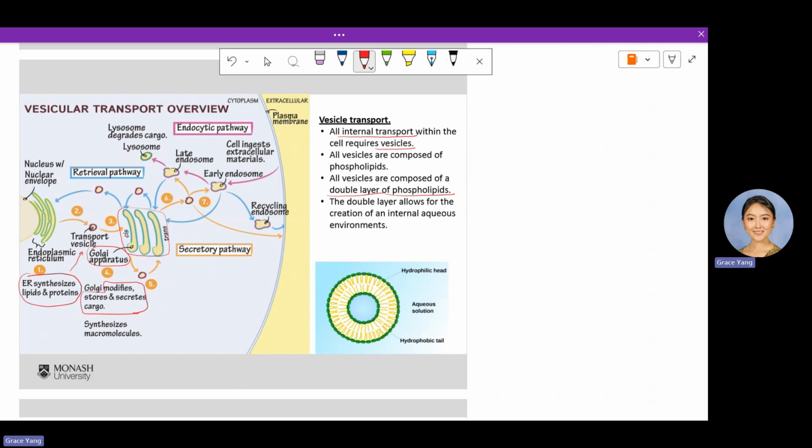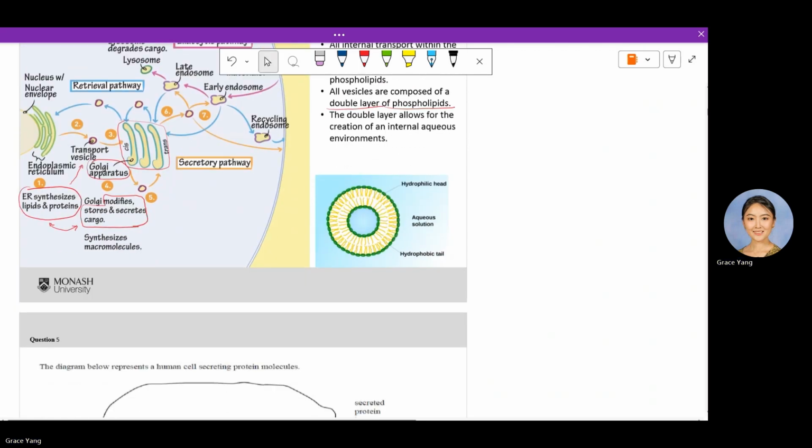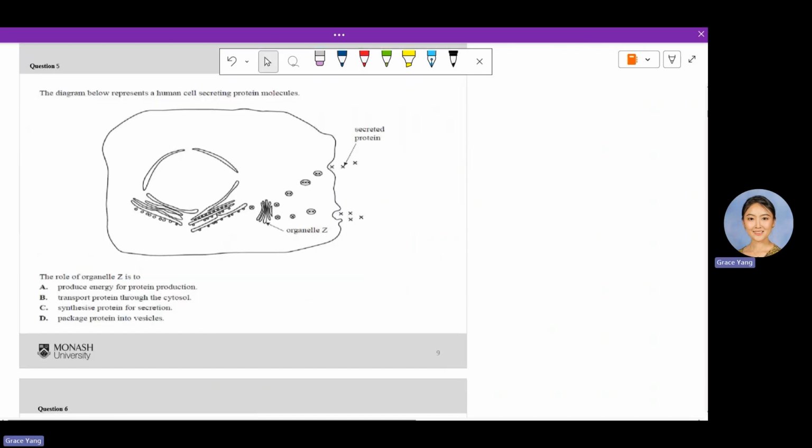Okay, so please make sure you're able to distinguish between the functions and roles of ER and Golgi apparatus. So ER is for internal transportation. It also helps with synthesizing lipids and proteins because there are a lot of ribosomes and all sorts of things attached to it. But the Golgi apparatus is mainly for modification, storage, and secretion. Okay. So moving on to questions.